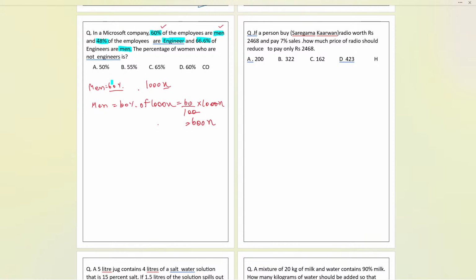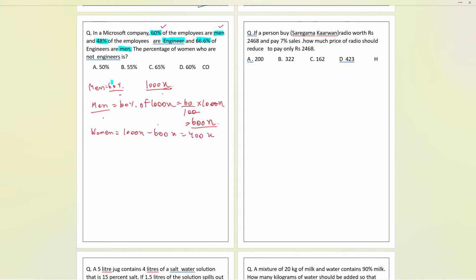You can also calculate directly, you can write it directly by observing only. If you practice a lot, you will do that. Now men are 600x. If I subtract this from the total, will I get women? Yes. So women are 1,000x minus 600x, so it will be 400x.